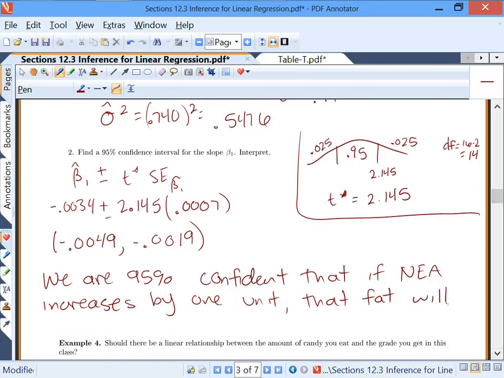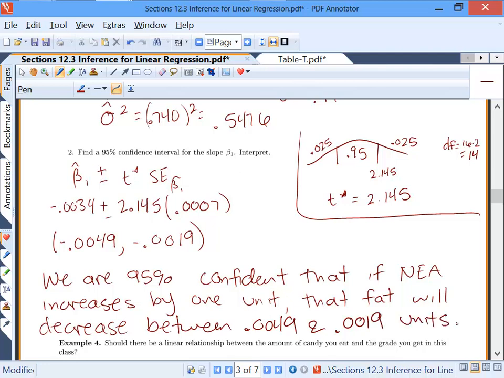that will, is that going to go up or down? Okay, so we have negative slope, so that will decrease, between 0.0049 and 0.0019 units. So just putting our definition or interpretation of confidence intervals and definition for slope together to give them a more meaningful interpretation.